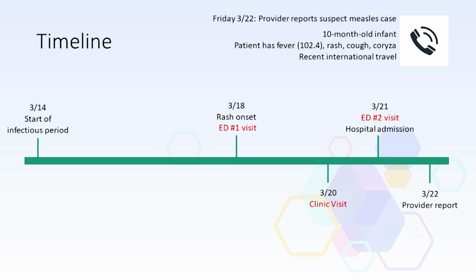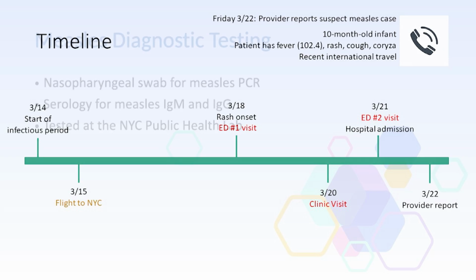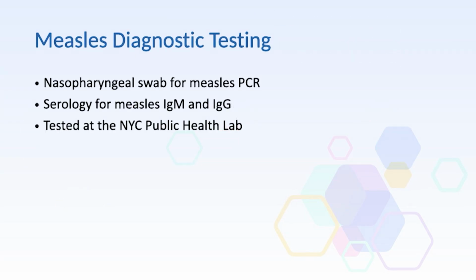I assigned a case investigator to interview the family immediately to find out if the infant went to any other places during their infectious period. The family informed us that their flight from Pakistan back to the US was on March 15 during the child's infectious period. We advised the provider to collect an empty swab for measles PCR testing and blood for serology and arrange for a specimen to be tested at our DOH public health lab.